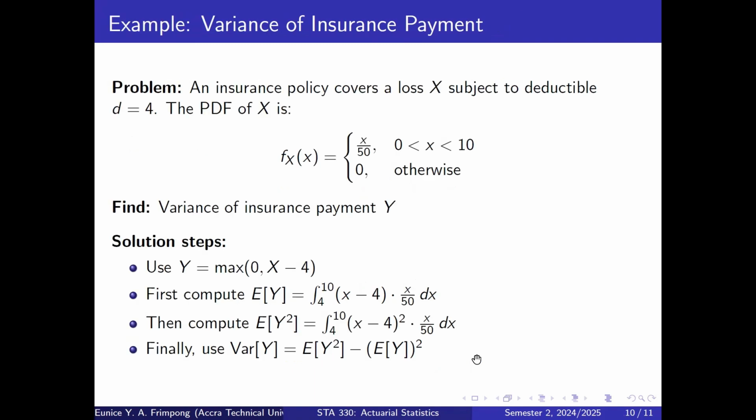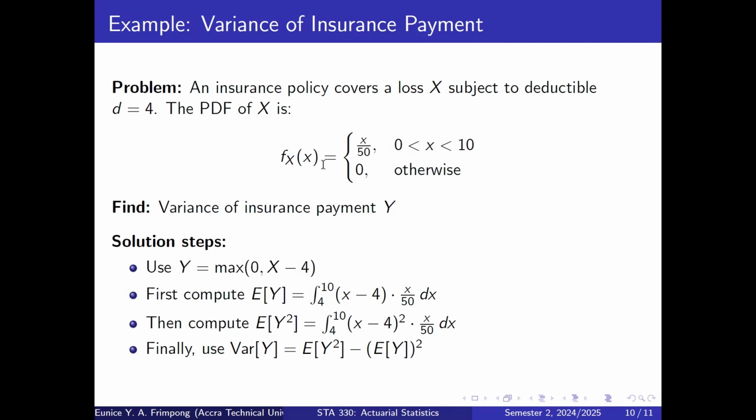Let's go through a practical example. Suppose we have a deductible of 4 and the loss X has a probability density function given as f of x equals x over 50, where x runs from 0 to 10. We are to calculate the variance of the insurance payments.